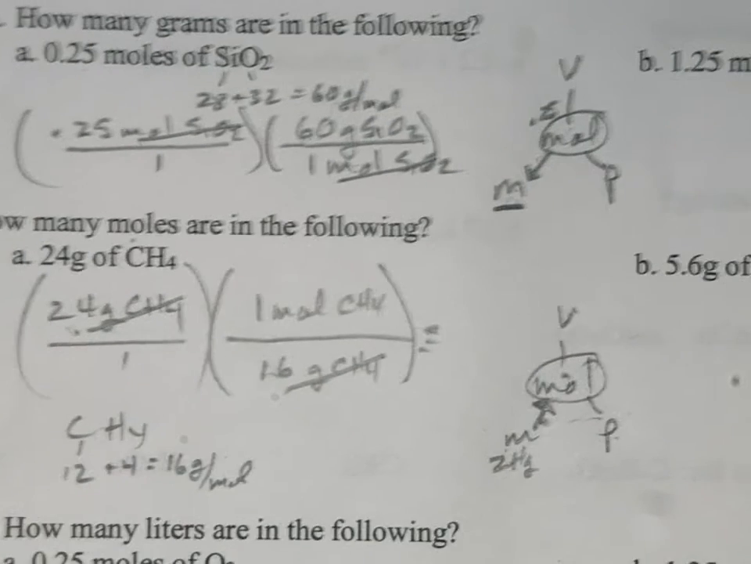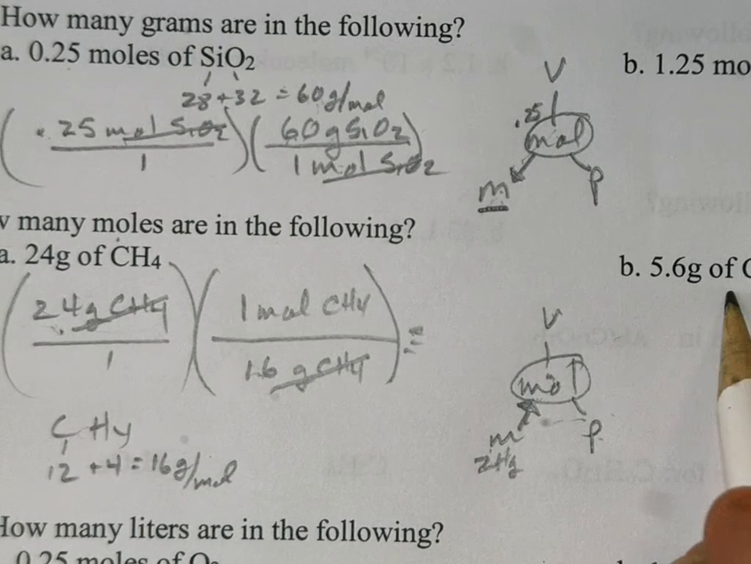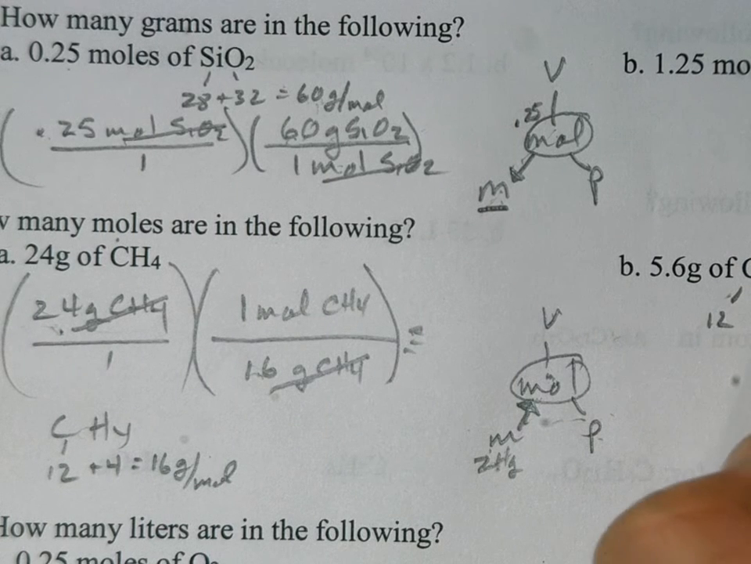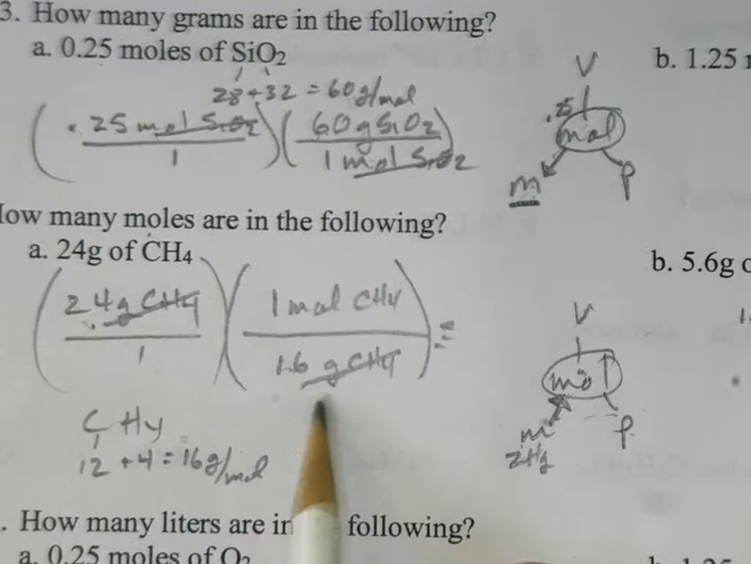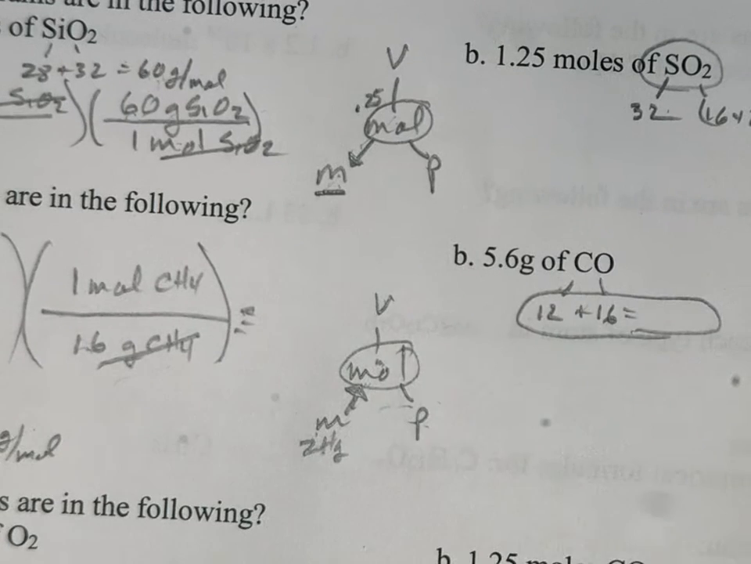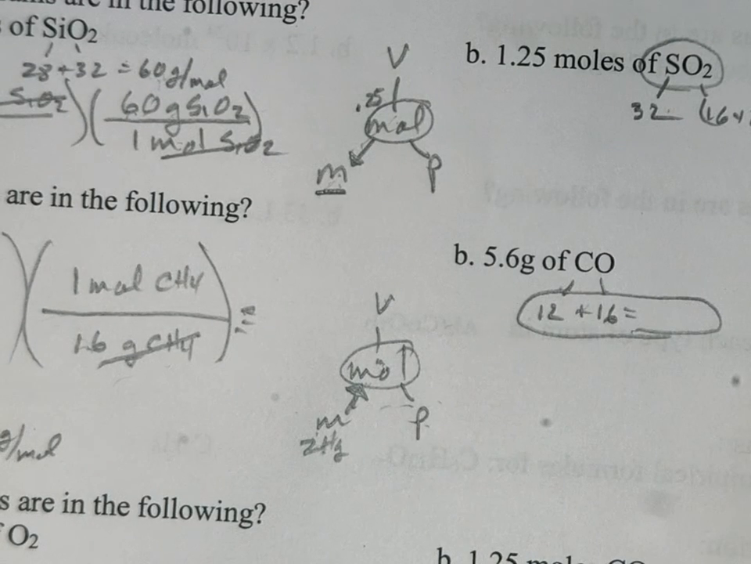Now for the second problem, carbon monoxide, every carbon has a mass of 12. Every oxygen has a mass of 16. You'll set up the problem just the same, except the molar mass will be a little bit different. So you just need to make sure you've got the right molar mass. The 12 plus 16 will be the molar mass of carbon monoxide.